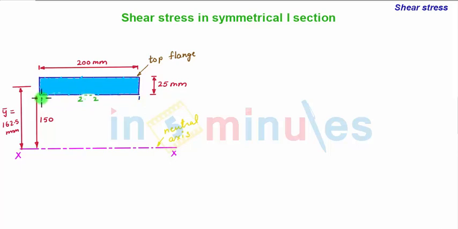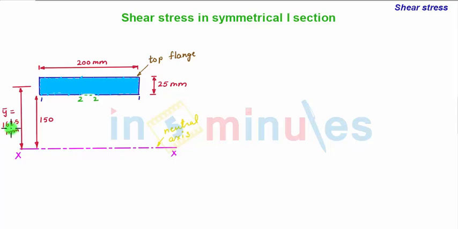Now layer 1 will be the layer for the top flange, whereas layer 2 will be the layer for the top of the web, which is not shown. Now we see that this layer is at a distance of 300 by 2 equal to 150 mm from the neutral axis, and your y bar of this shaded area will be at a distance of 150 plus 25 by 2 equal to 162.5 mm.